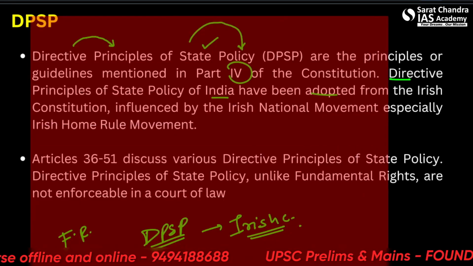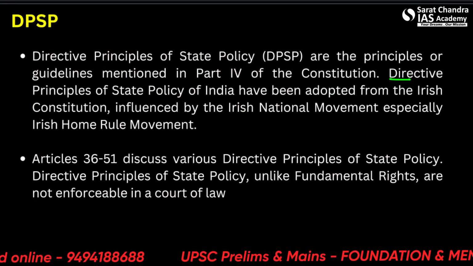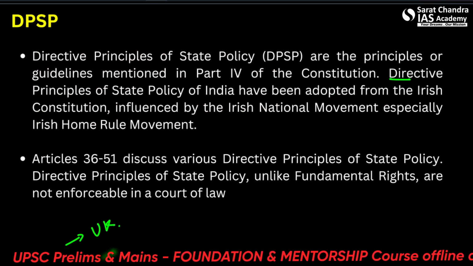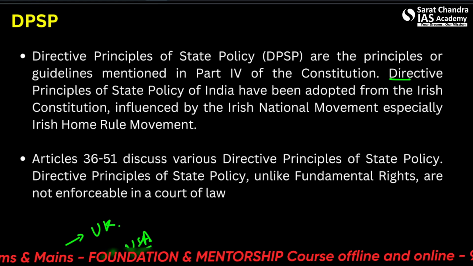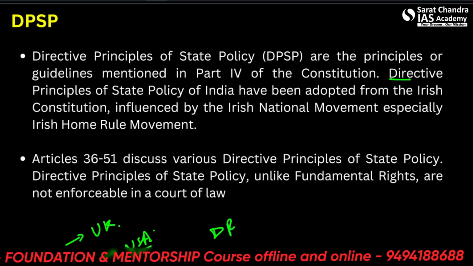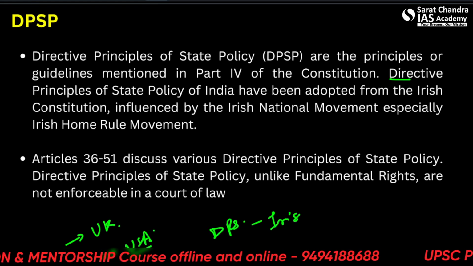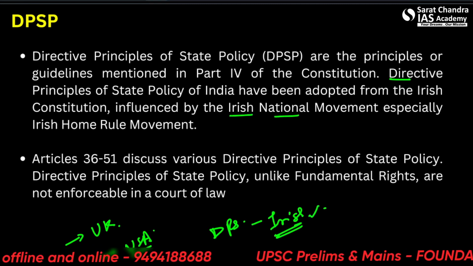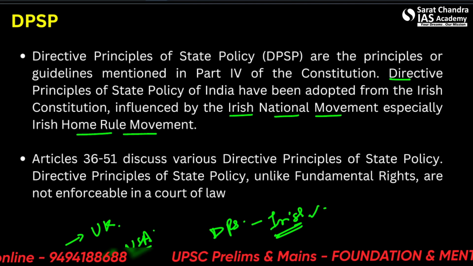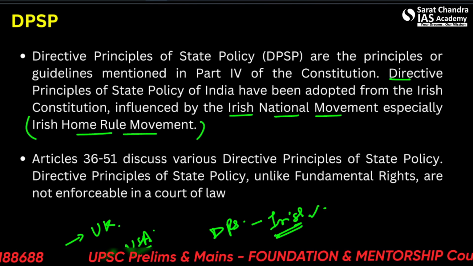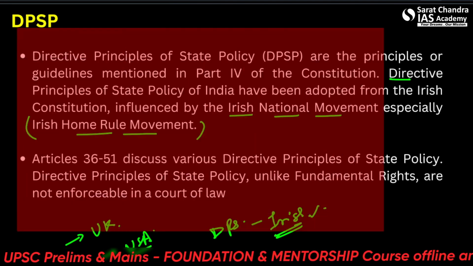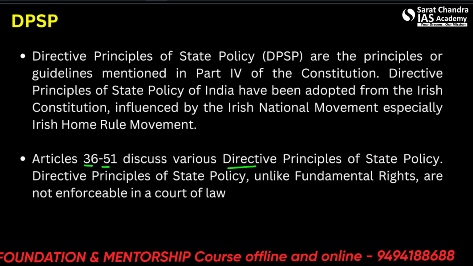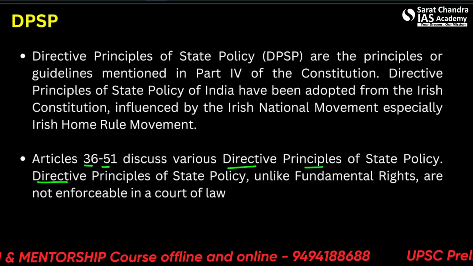So we have seen three things. One thing is that procedure established by law came from the British Constitution, while the due process of the law came by the USA's Constitution. DPSP came by the Irish Constitution. Influenced by the Irish national movement, especially Irish Home Rule movement. You could also read about the Indian Home Rule movement. Article 36 to 51 discuss various directive principles of the state policy.